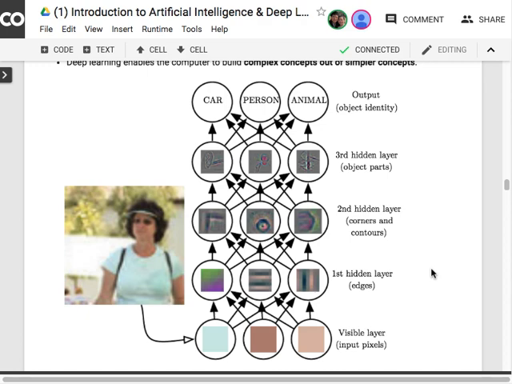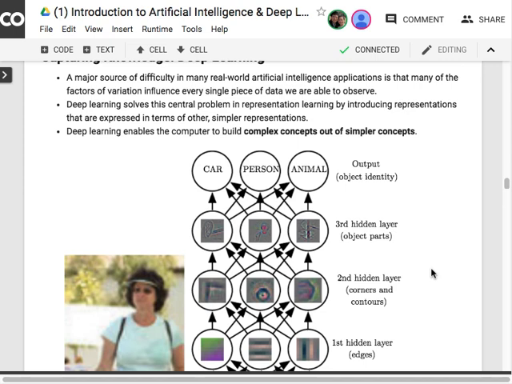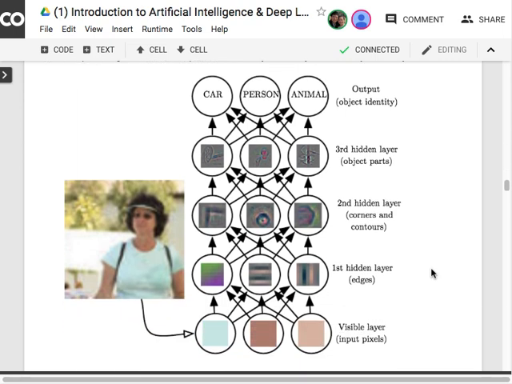Okay, so let's say deep learning is based on representation learning. The key difference from normal representation learning is that it supports hierarchical features. What are hierarchical features? First, something like these features. We want to classify them into car, person, or animals.